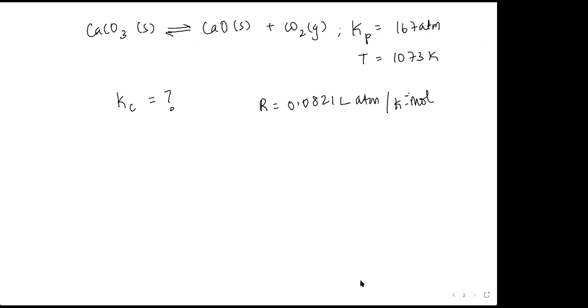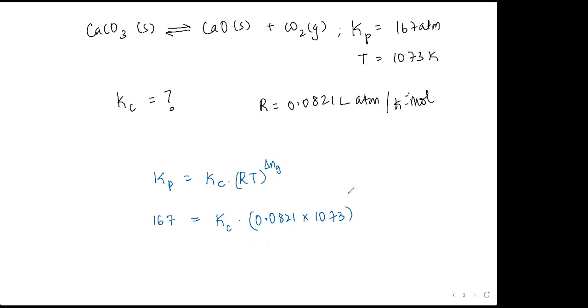Okay, since it's been a while, the relation between Kp and Kc: Kp is equal to Kc into RT raised to the power delta n g. Basically it's the difference between the number of moles from products to reactants. We're given Kp already here, so let's plug in the values. 167 is equal to Kc, which is what we need to find out, into R into T, 0.0821 into 1073, raised to the power delta n.